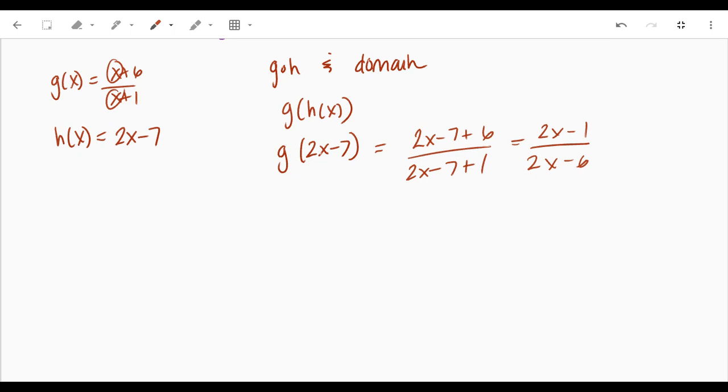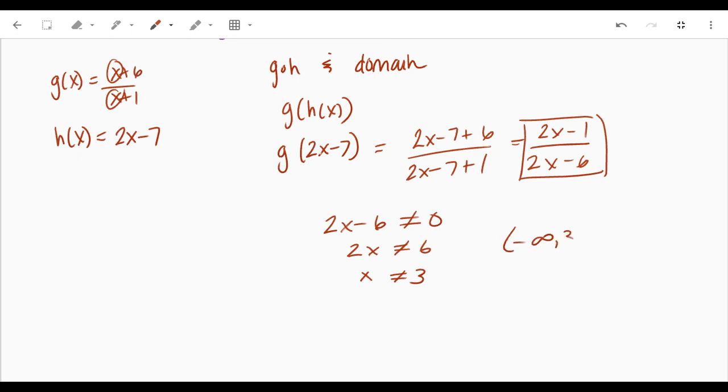And then our denominator can't be 0. So 2x can't equal 6. X can't equal 3. Okay, so negative infinity to 3, not including 3, and then 3 to infinity.